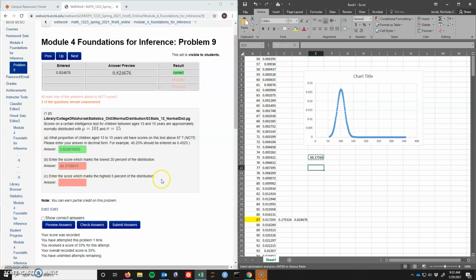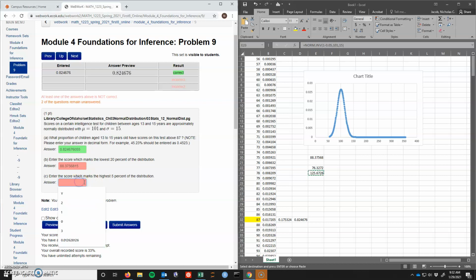Last thing it wants me to do is enter the score with the highest 5% of the distribution. So if I blindly go norm.inverse and say, well, I want 5%, 0.05, with a mean of 101 and a standard deviation of 15, I'm going to get the wrong answer, 76. Why is that the wrong answer? Because I want the highest 5%. So what I actually need to do is the norm.inverse of 1 minus the 5%. Again, with 101 and standard deviation of 15. So 125 is the top 5%.